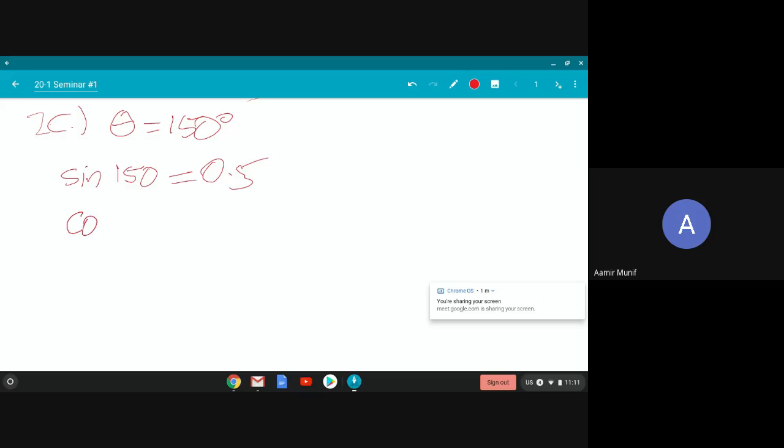Cos of 150 will be an issue because you're going to get decimals. So cos of 150 is minus 0.866. So that means the exact value is what? Minus, I forgot, square root of 3 over 2, okay? So it's either square root of 2 over 2 or square root of 3 over 2. There's only two possibilities, okay?